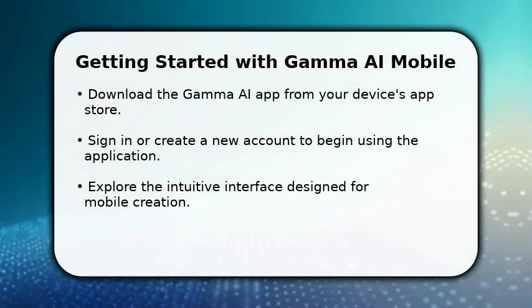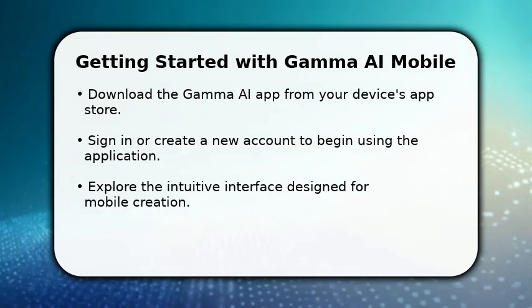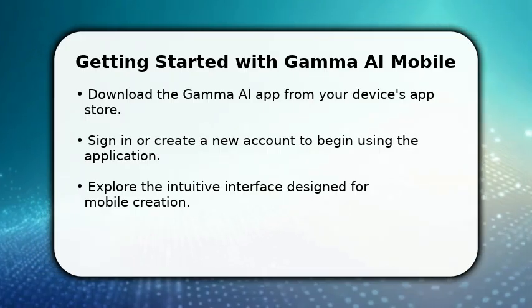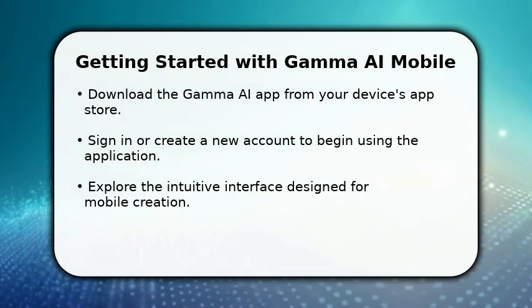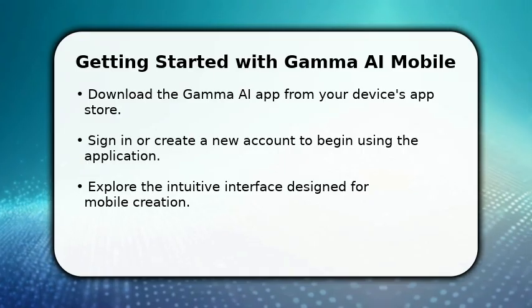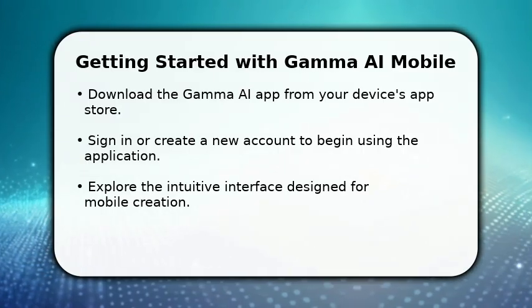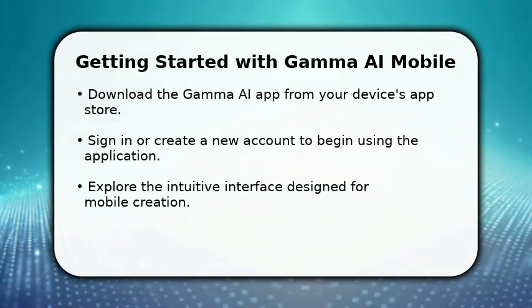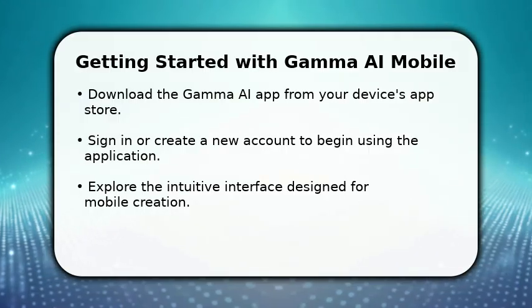First, you'll want to download the Gamma AI application from your phone's App Store, whether it's the Apple App Store or Google Play. Once installed, simply open the app and either sign in with an existing account or create a new one. It's a quick and easy process, getting you ready to create stunning presentations in just a few moments.